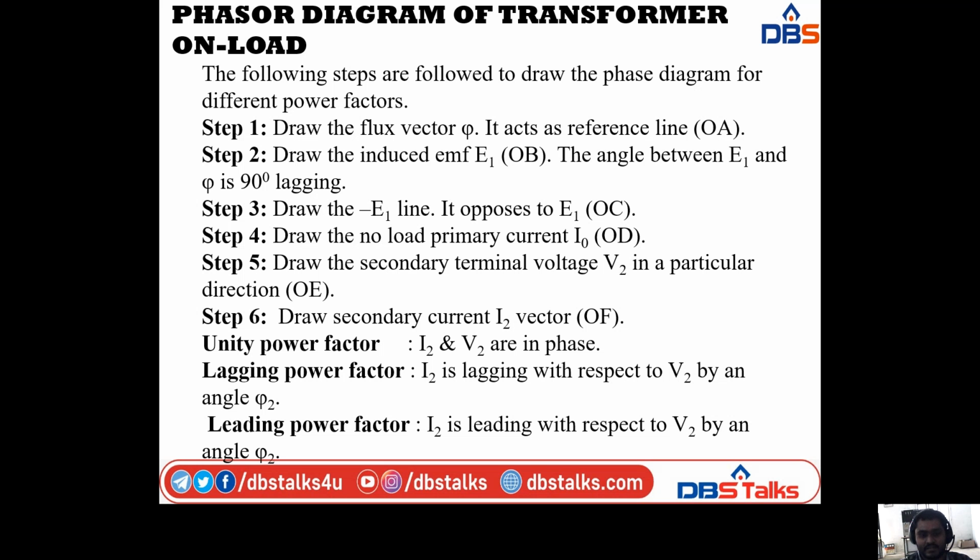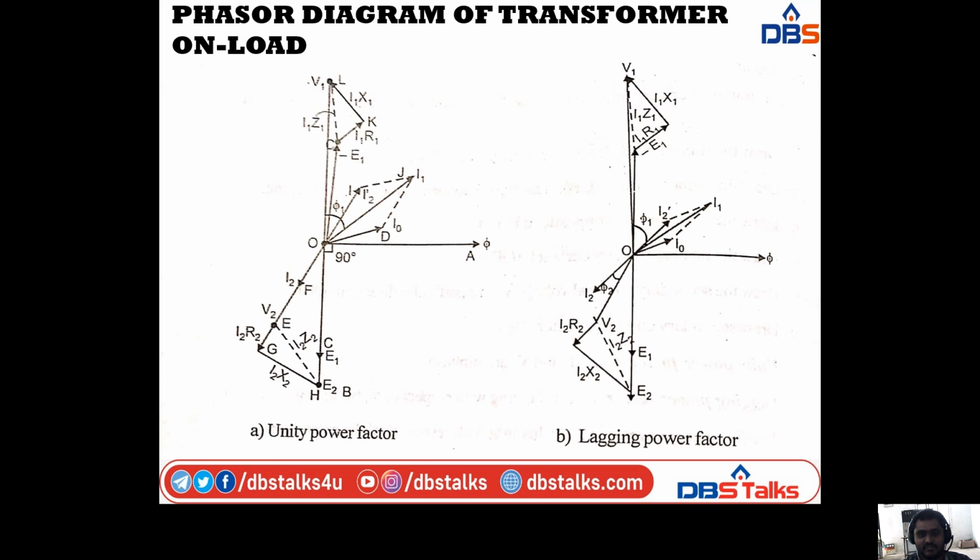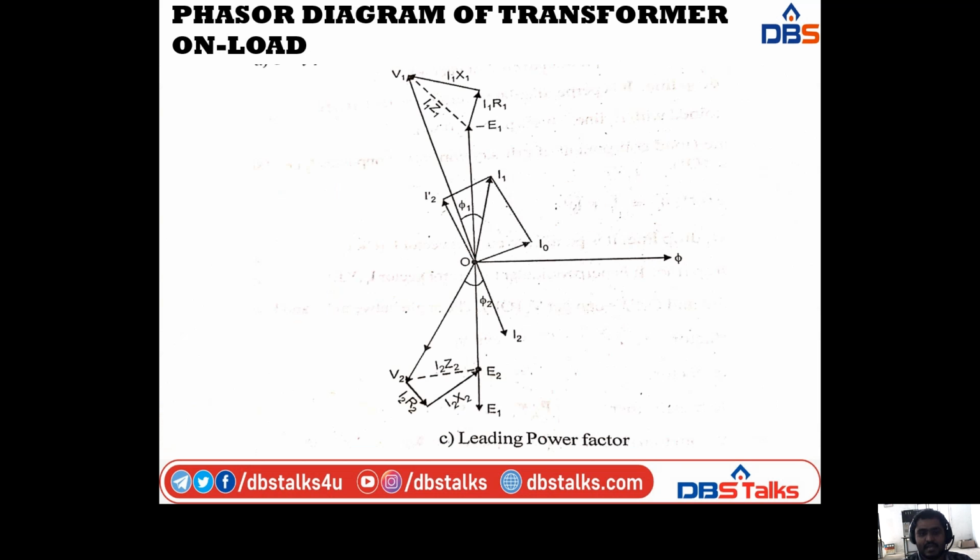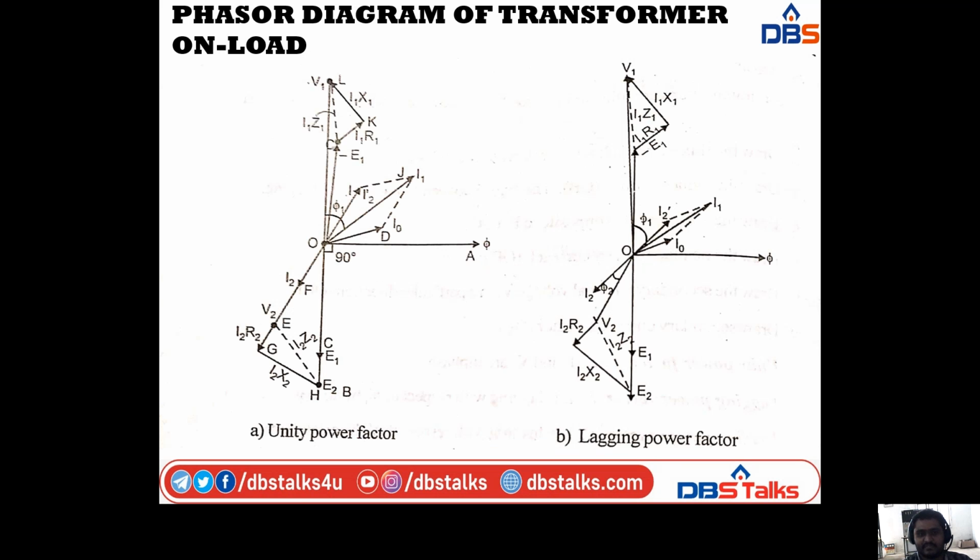For the unity power factor, I2 and V2 are in phase. If you observe this V2, the I2 line is in the same direction as V2 for the unity power factor. For the lagging power factor, I2 lags V2 by an angle phi 2. And for the leading power factor, I2 leads V2 by an angle phi 2. For the three cases it is different.